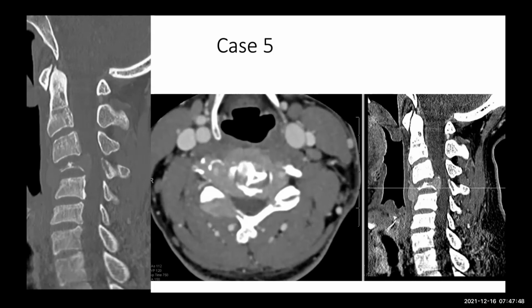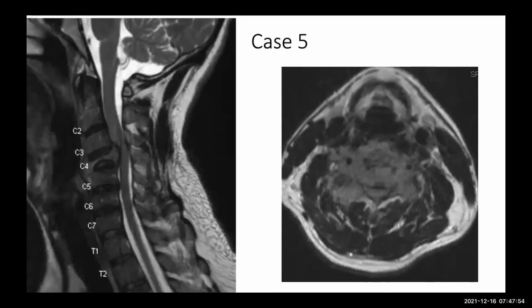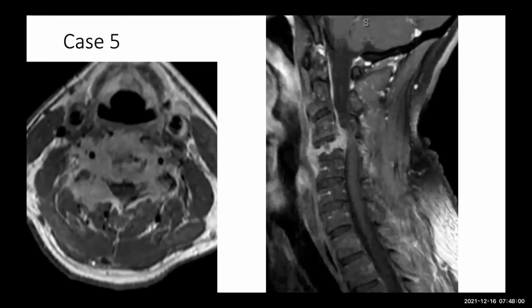Exactly, yeah. Infection is definitely high on the list here too. I'll show you, there's his T2. As you mentioned earlier, there's a lot of cord compression. And we have another image here showing the degree of enhancement. So other than infection, what are some other possible differentials?